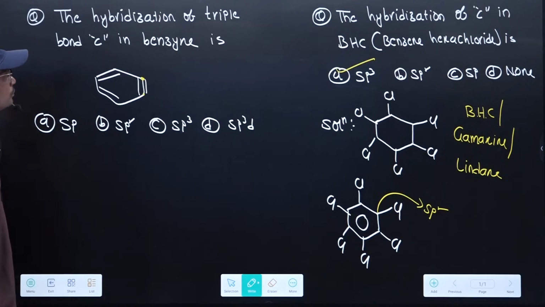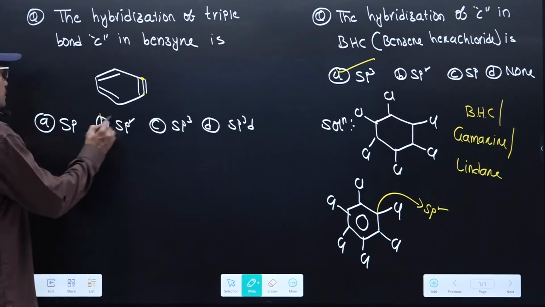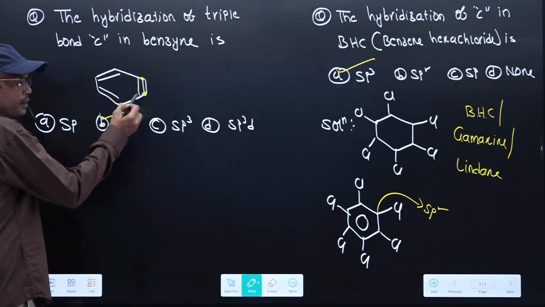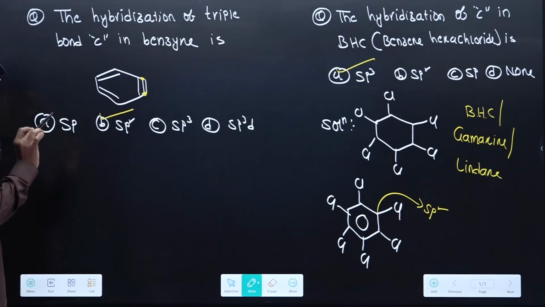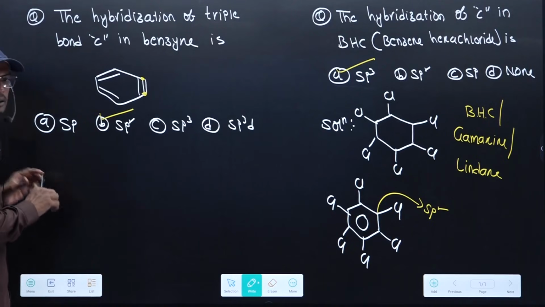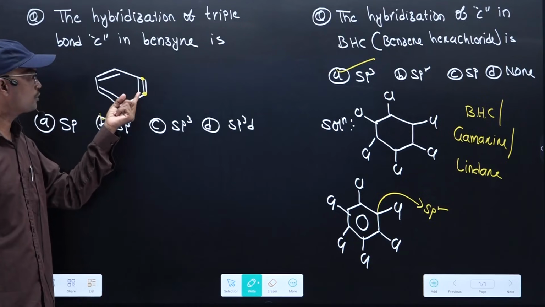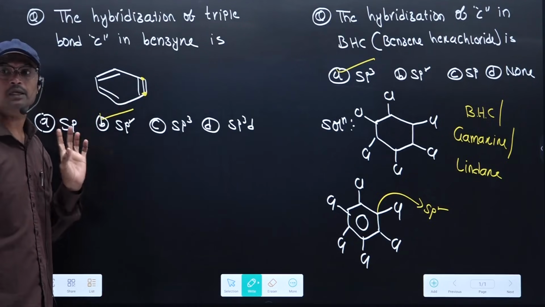So, what is the answer? The answer is sp2. It is not sp. It is not a real triple bond. Remember, it is not a real triple bond. We are only writing an imaginary triple bond, but actually it is not real. So in an examination, if this triple bond is given, don't think it is sp.